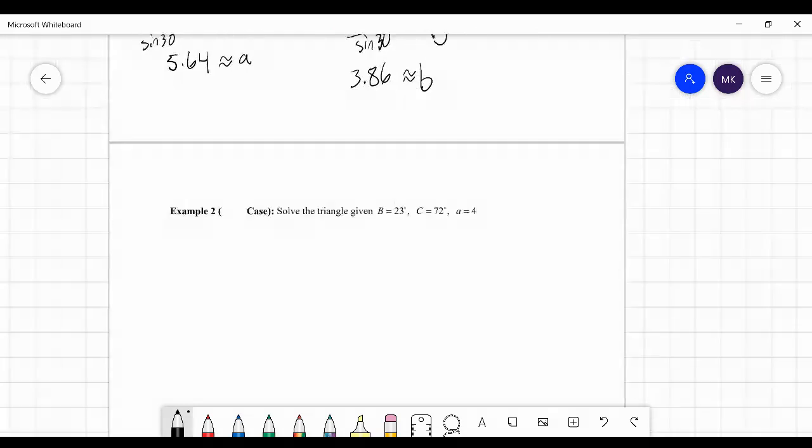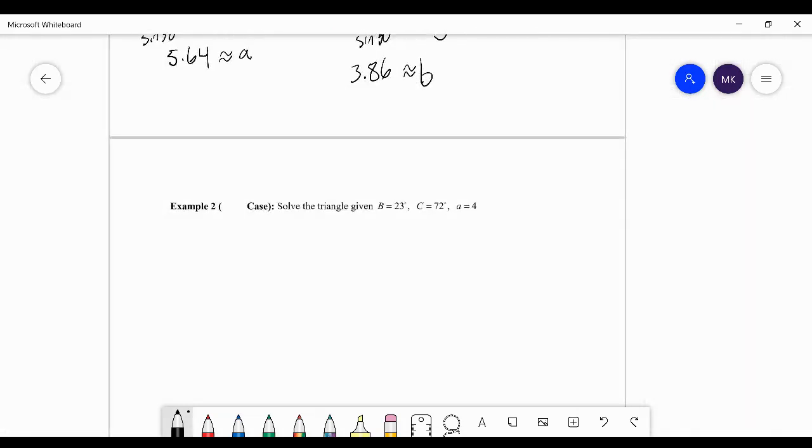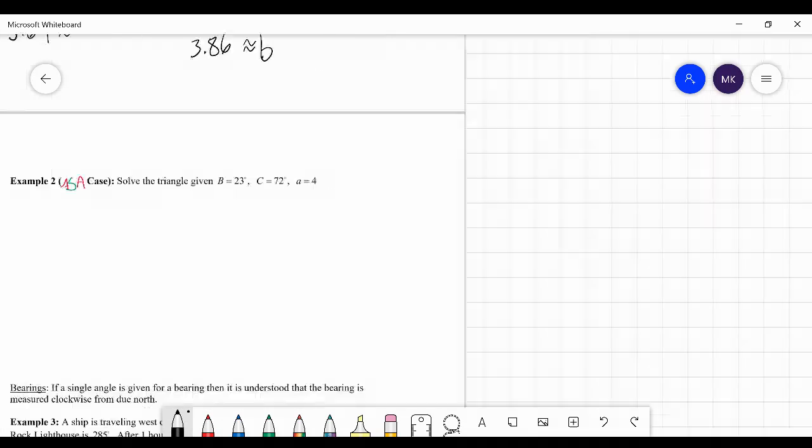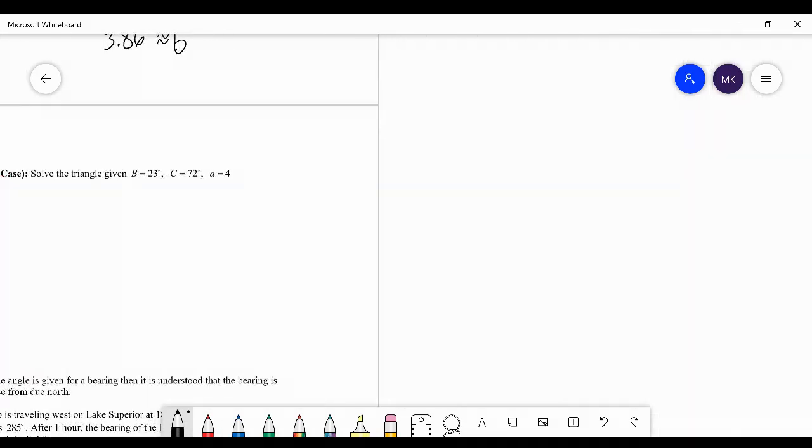Let's do another example. Okay. This time we're going to do angle, side, angle. Again, we are given a case that gives a unique triangle created. So it's easy. Notice here it's saying B and C instead of beta and gamma. You may see some different things.